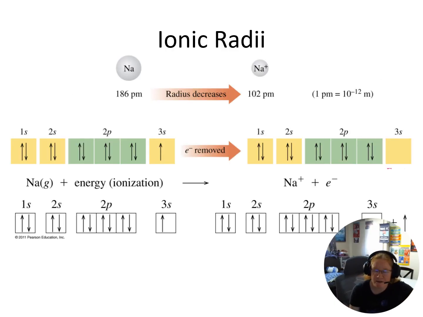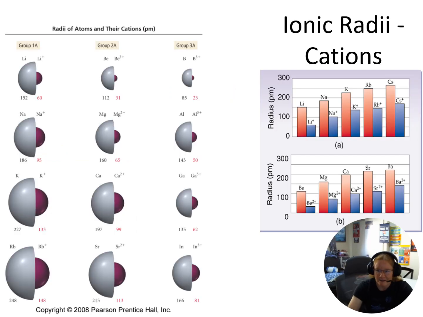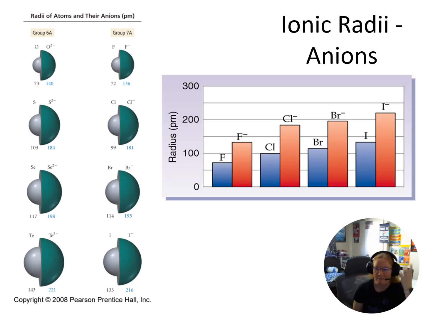Okay, and so what does that look like? Okay, so my sodium goes from 186 picometers all the way down to 102 picometers because now I've removed an electron, and the electron I removed was from the energy level 3, and now I'm down to energy level 2. So you can see here, in gray is my ground state, and in maroon is my ion, and you can see how significantly smaller all of the cations get. Okay, and then my anions in gray is my ground state, and turquoise is my ion, and you can see how significantly bigger all of my ions get.